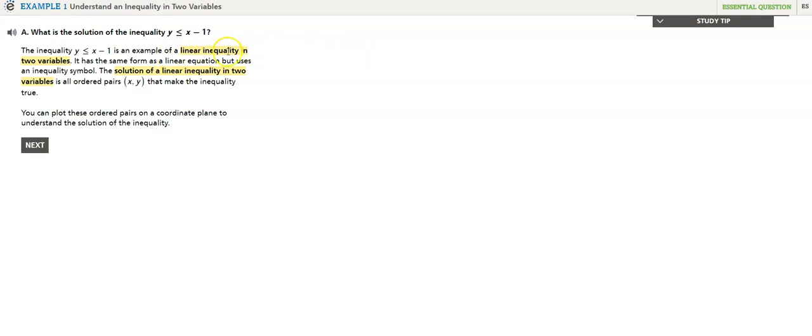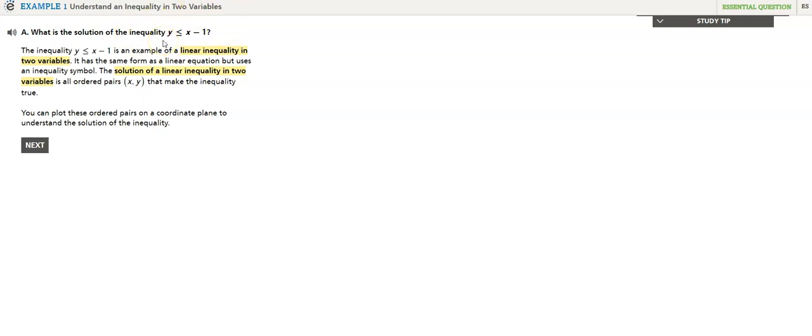A reminder, anything that is highlighted means it's important to write down as a vocabulary word in the margin of your notes. So the inequality y is less than or equal to x minus 1 is an example of a linear inequality in two variables. It has the same form as a linear equation, but it uses the inequality symbol. The solution of a linear inequality in two variables is all ordered pairs that make the inequality true. So any ordered pair, any point on a graph, where if I put the x and the y in for that point this would be true, that's the solution.